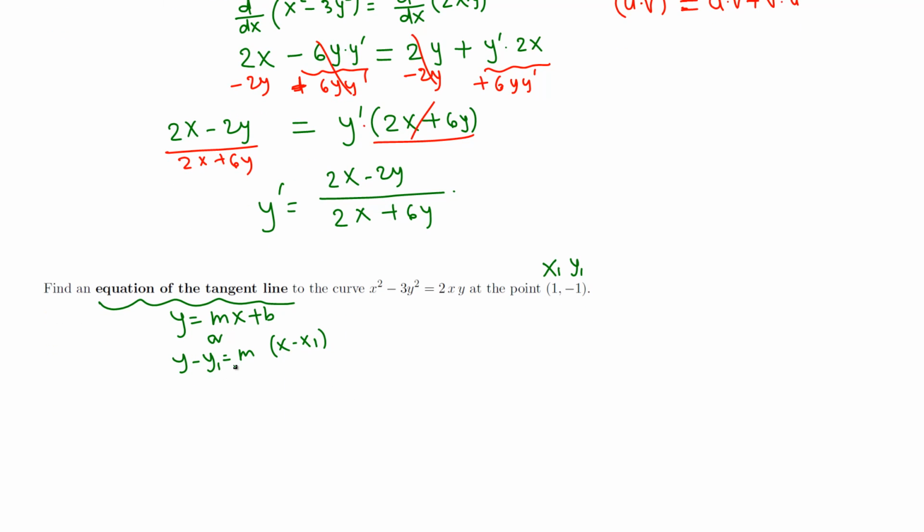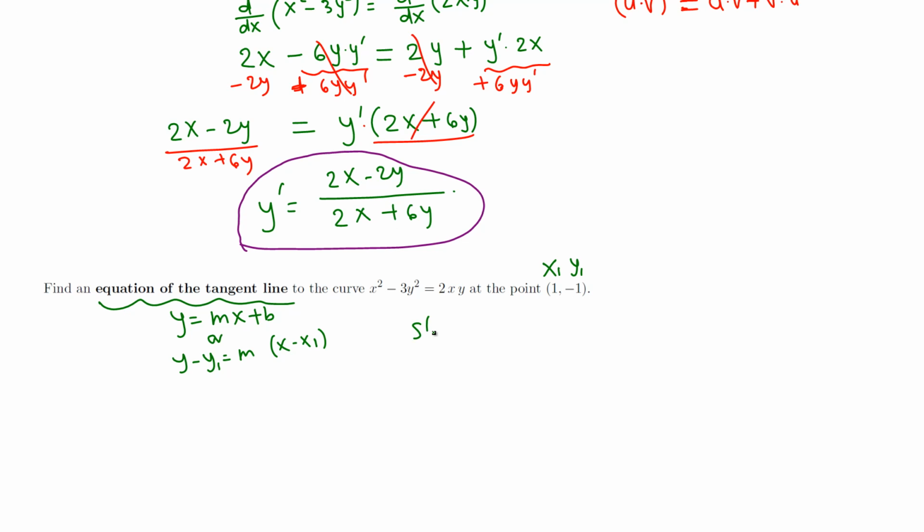So we need to find the slope, and this is the same curve as above, and we have found the slope of the tangent line here. This derivative means the slope of the tangent line at any point xy, the generic point xy, but we want it at this particular point, 1, negative 1. So we replace x by 1 and y by negative 1 here to determine the slope.